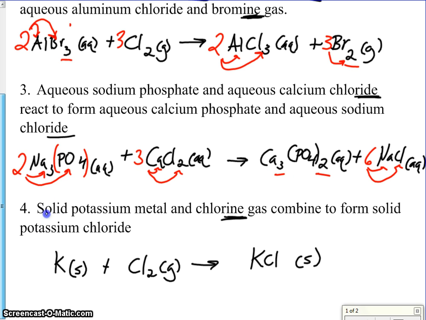This one's already balanced, and you had one on your quiz like this the other day, so something very similar to that at least. Alright, so that one's balanced. Let's look at the last one on this page.